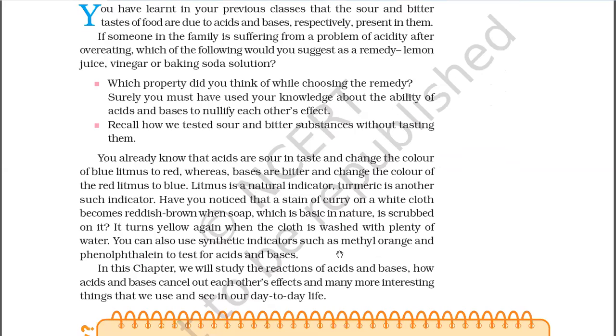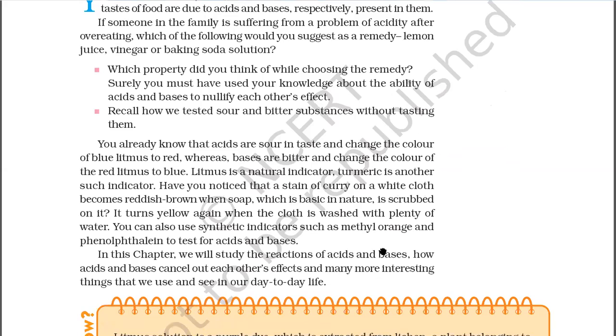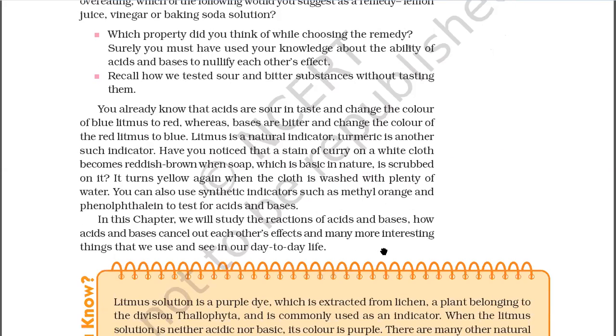Have you noticed that a stain of curry on a white cloth becomes reddish brown when soap, which is basic in nature, is scrubbed on it? It turns yellow again when the cloth is washed with plenty of water. You can also use synthetic indicators such as methyl orange and phenolphthalein to test for acids and bases.